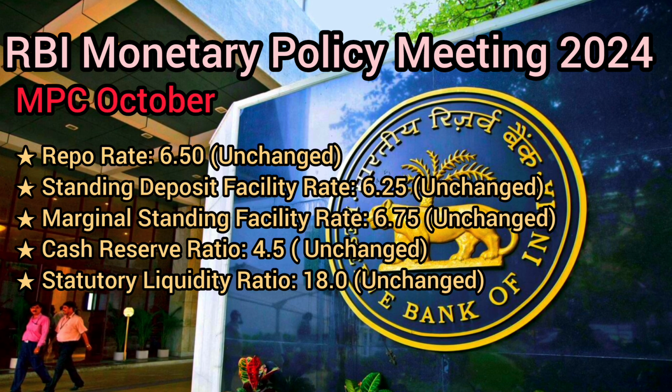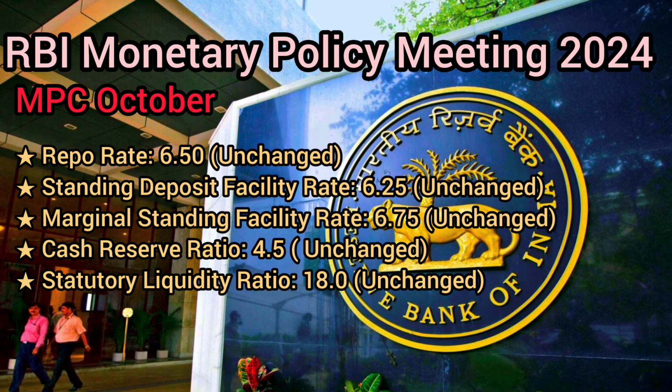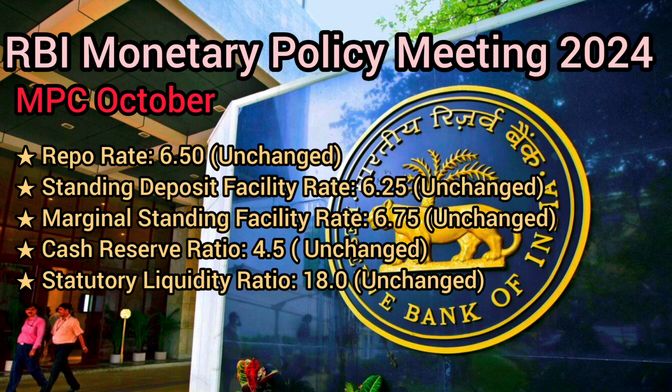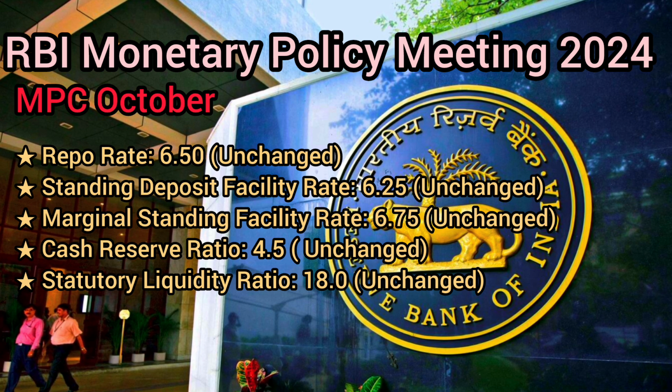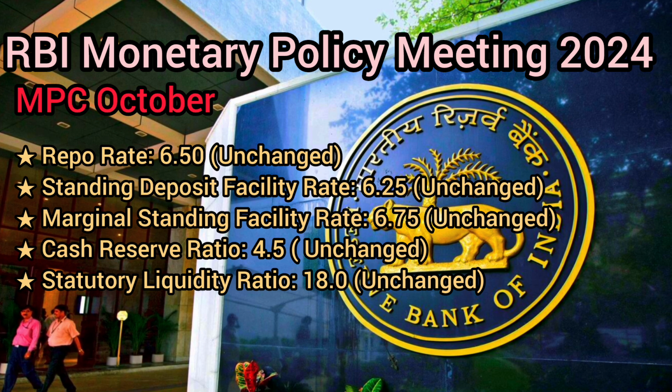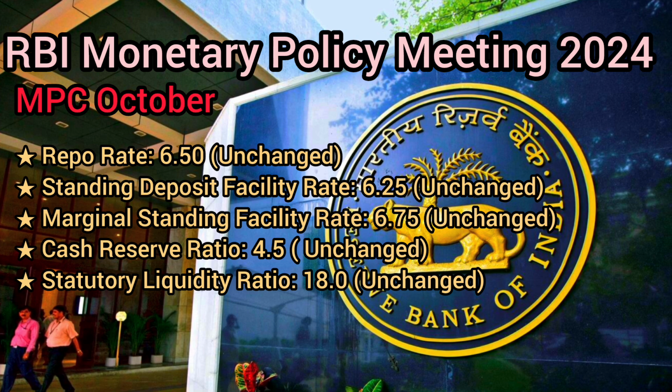Statutory liquidity ratio, that is 18%. The SLR is the minimum percentage of a bank's net demand and time liabilities that must be maintained in the form of liquid cash, gold, or other securities. Keeping the SLR unchanged indicates that the RBI is maintaining the current level of required liquid assets in banks, which helps ensure that banks remain solvent and can meet their obligations.